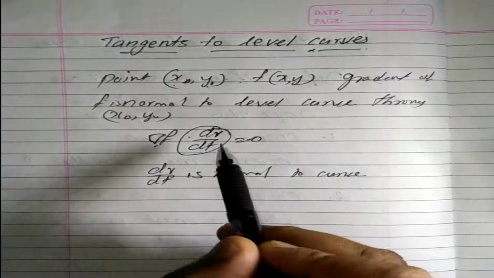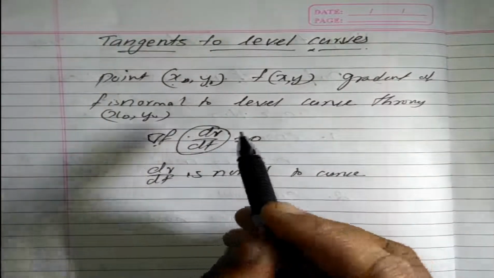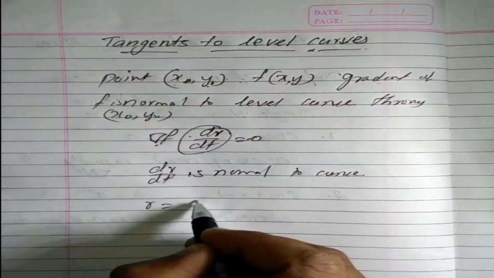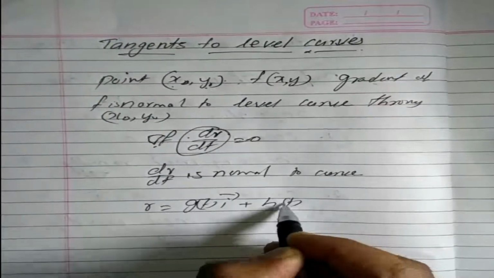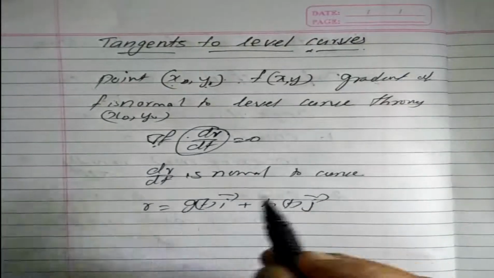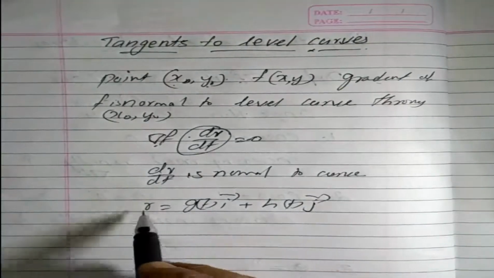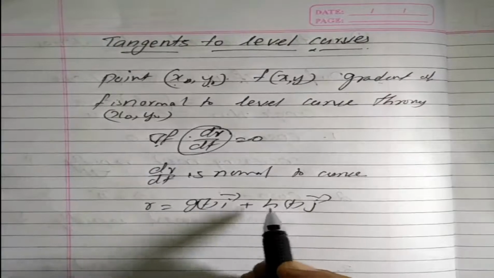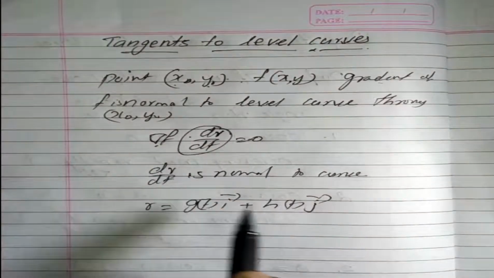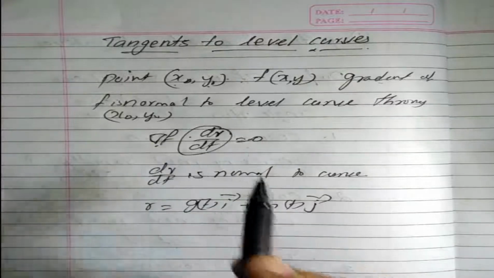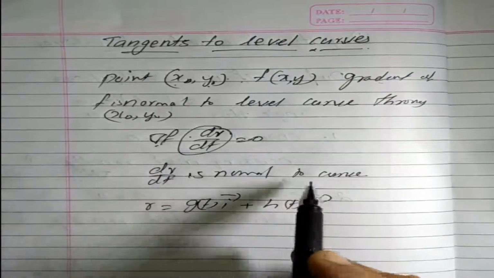Then how do we get this dr by dt? The position vector is r equals g of t in the i vector plus h of t in the j vector. We differentiate it to get dr by dt, and the gradient of f is normal to the curve.